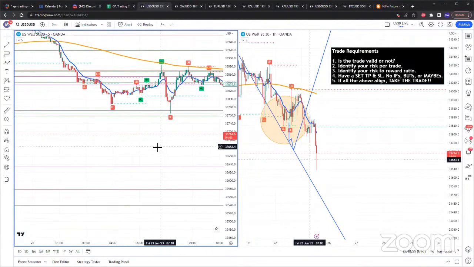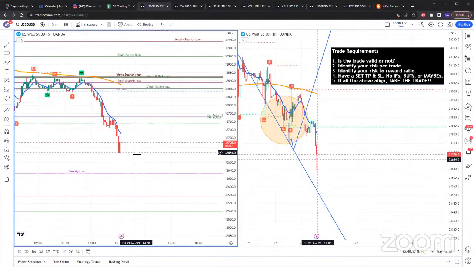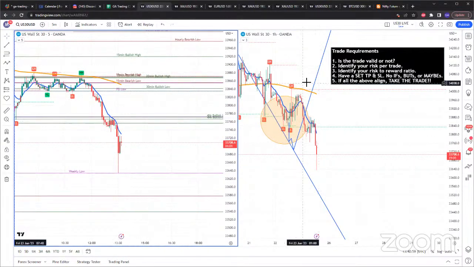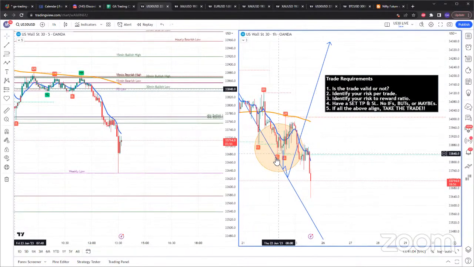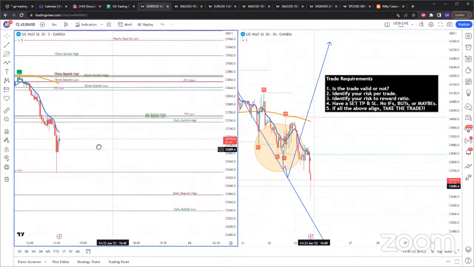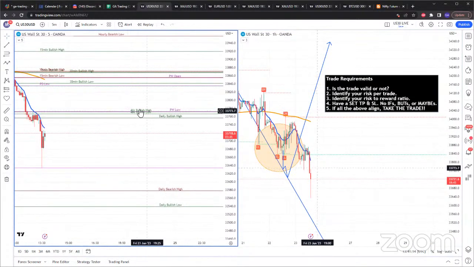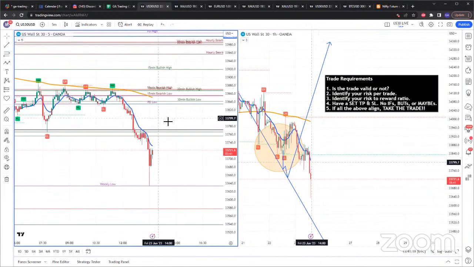So when I say to avoid trading before, I mean the trade I entered was valid because during the live session, I did say this is what I was expecting. I was expecting this trend line to be retested and then US 30 to go back up. And down here, we had a 4-hour bullish high and low and daily bullish high, which is what is here. So that was my best entry.